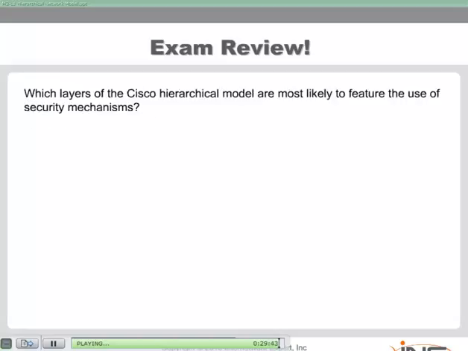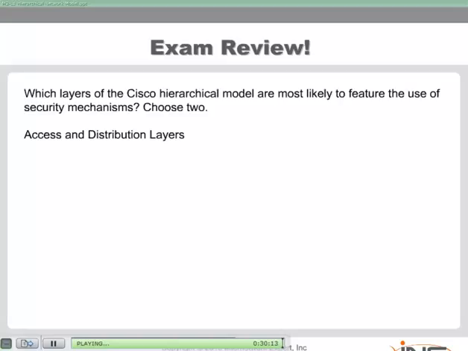Finally, which layers of the Cisco hierarchical model are most likely to feature the use of security mechanisms? Oh, well, this is an easy one. Security mechanisms are going to be found in the access and distribution layers for sure. We tend to try and release the core of the network from any overhead or responsibilities when it comes to security.